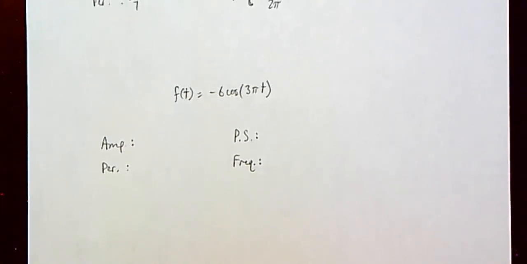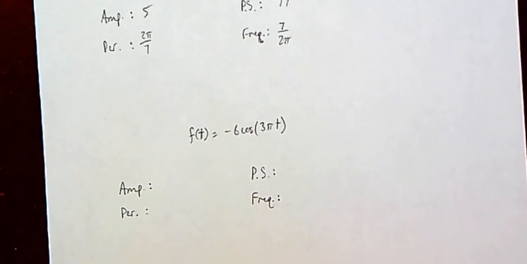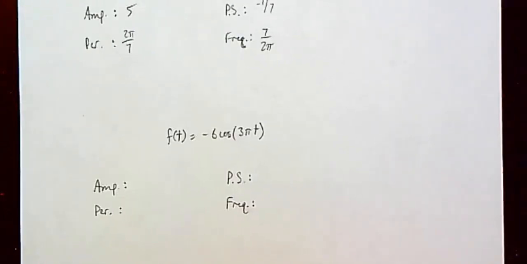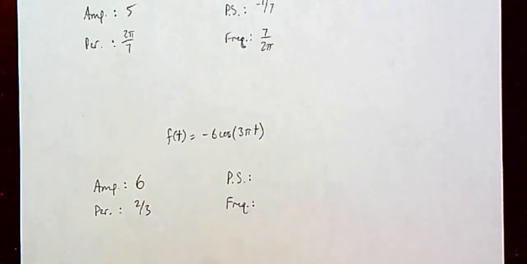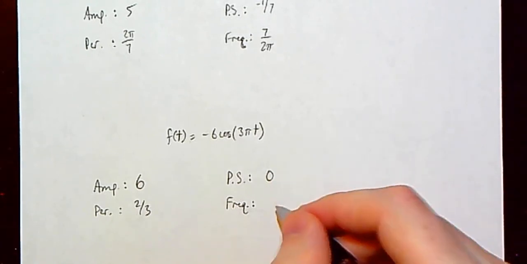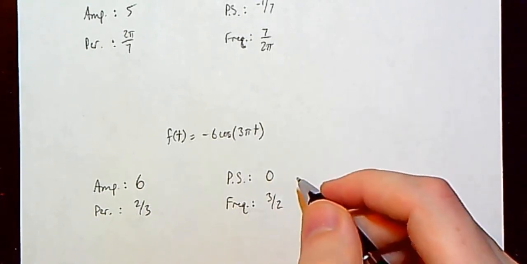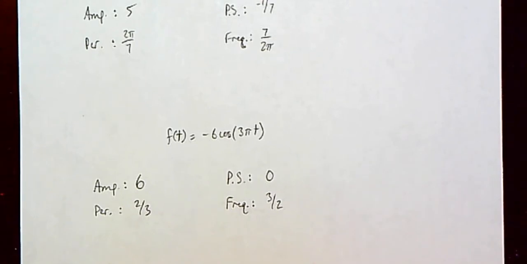All right, so let's see if you got the following correct answers. Your amplitude was 6, your period was 2/3, your phase shift was 0, and your frequency was 3/2.